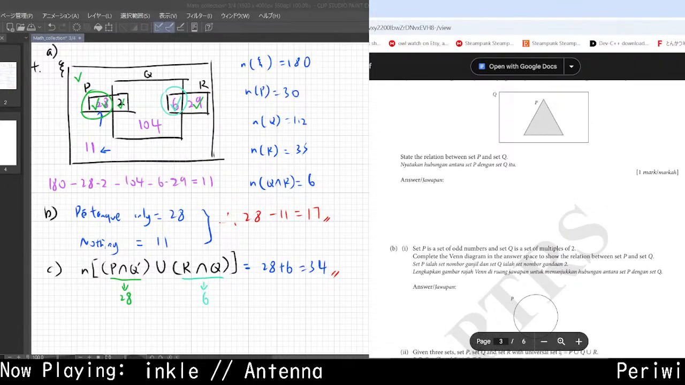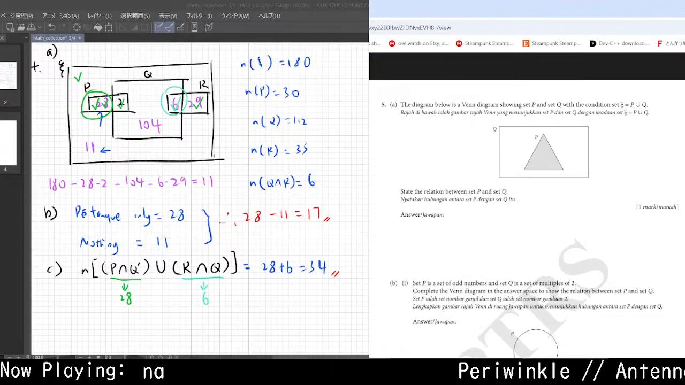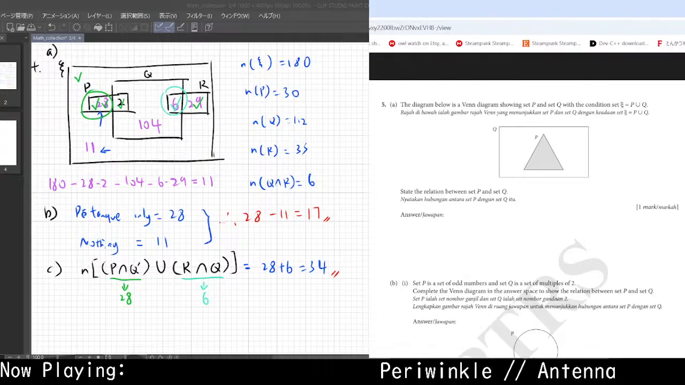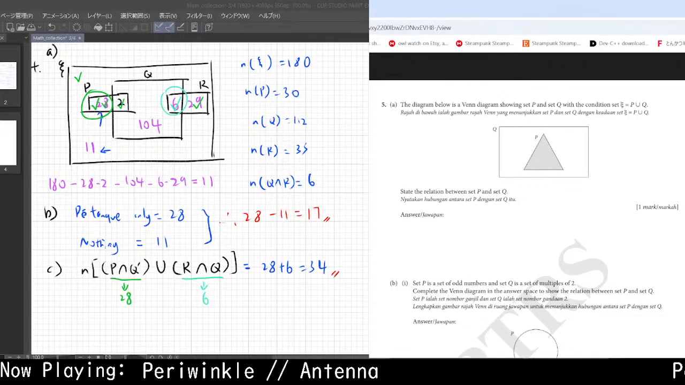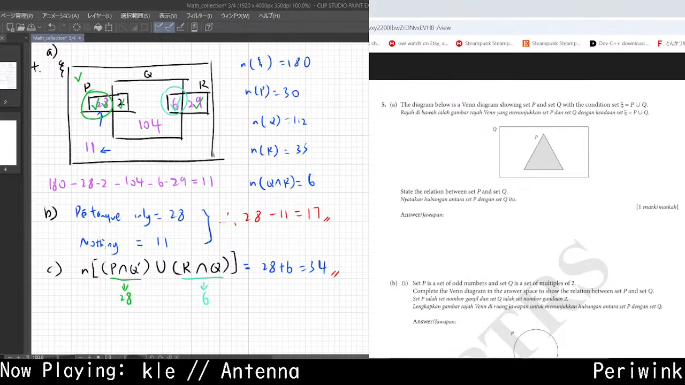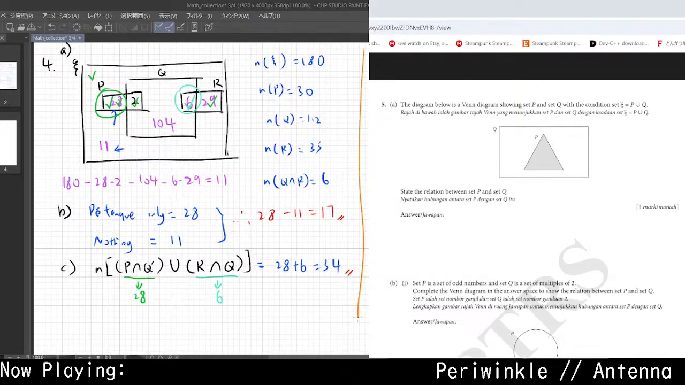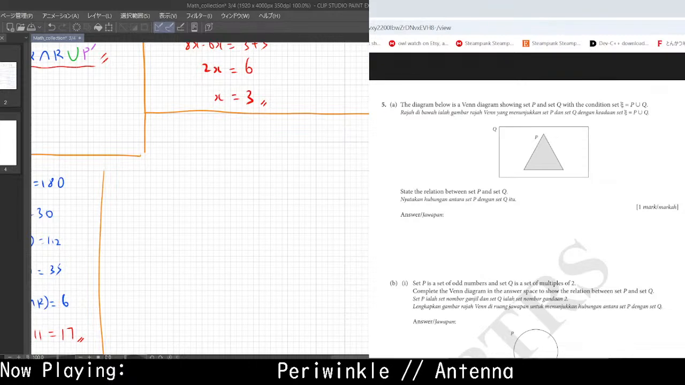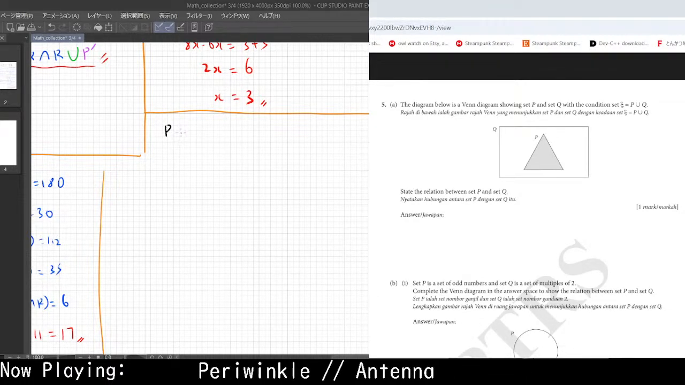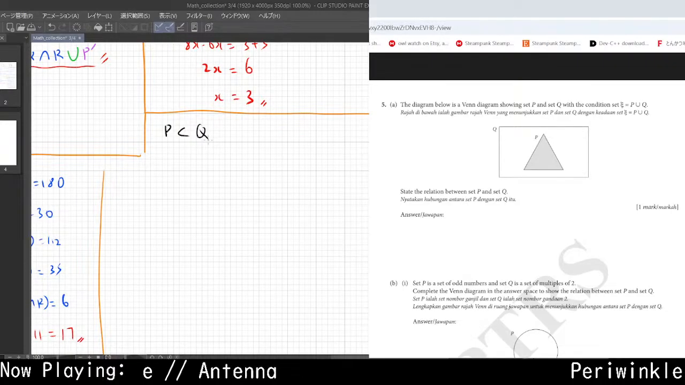A is fine. If you look at 5A, the relationship between set P and set Q, P is a subset of Q. Yes, basically A is only one mark. Just say P is a subset of Q. If you want to, you can draw the squiggly that says P subset of Q. Same thing.